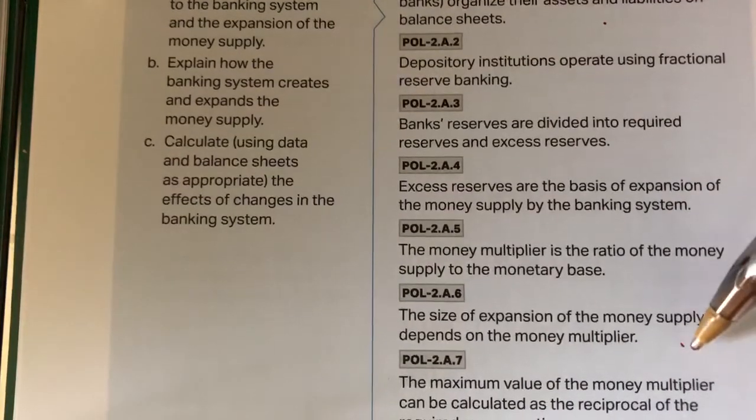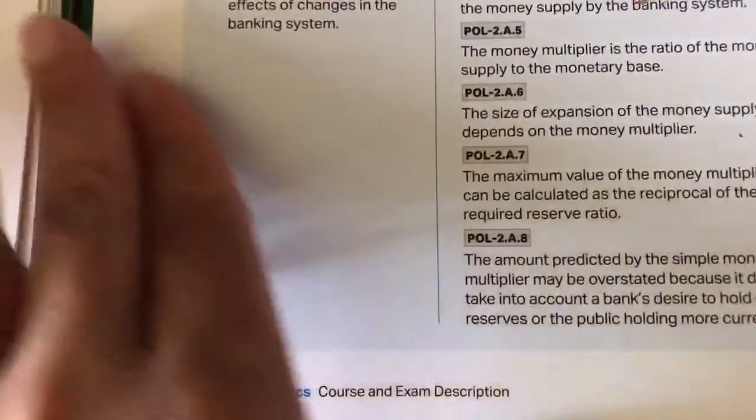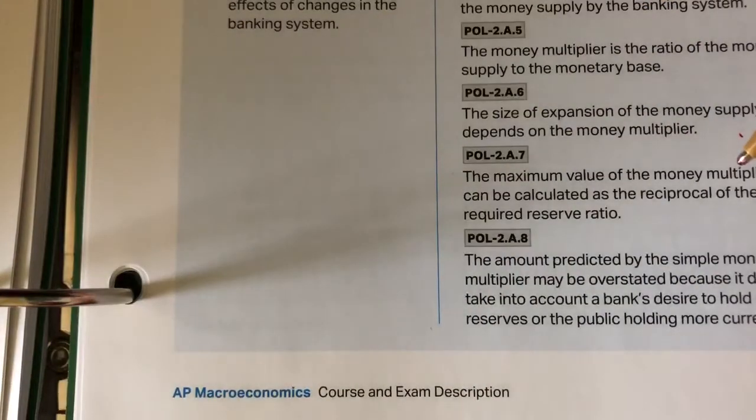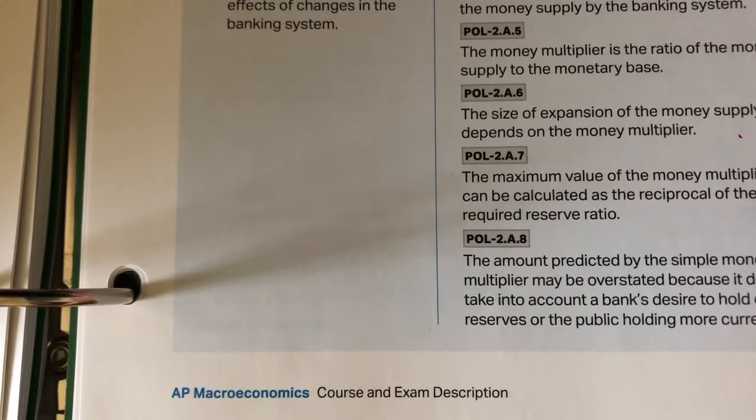The maximum value of the money multiplier can be calculated as the reciprocal of the reserve ratio, 1 over the reserve ratio, which we just did. And we see that sometimes it overstates: yes, $900 could have been made, but sometimes the banks don't loan that out, and sometimes people don't take out all that money. Okay.